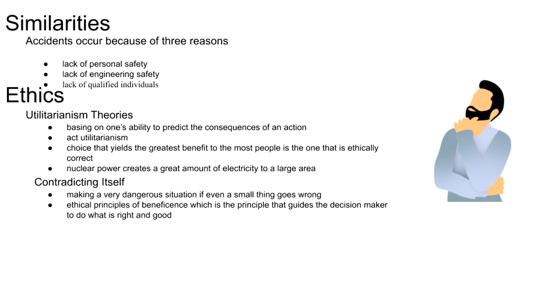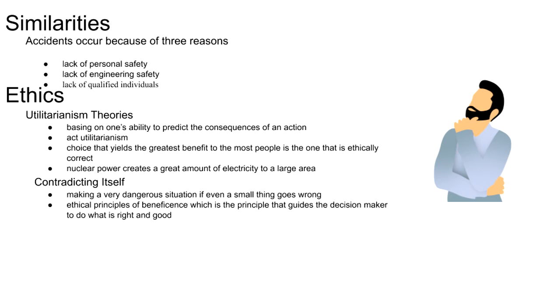To a utilitarian, the choice that yields the greatest benefit to the most people is the one that is ethically correct. Now, of course, nuclear power creates a great amount of electricity for a large area. This, of course, would benefit many people in smaller countries. It benefits the greater good for most people. However, it can also contradict itself.